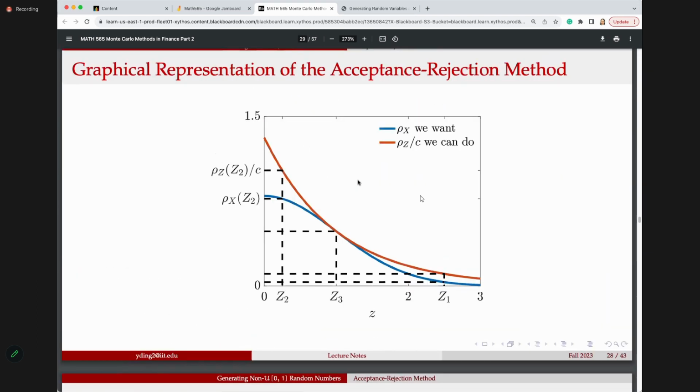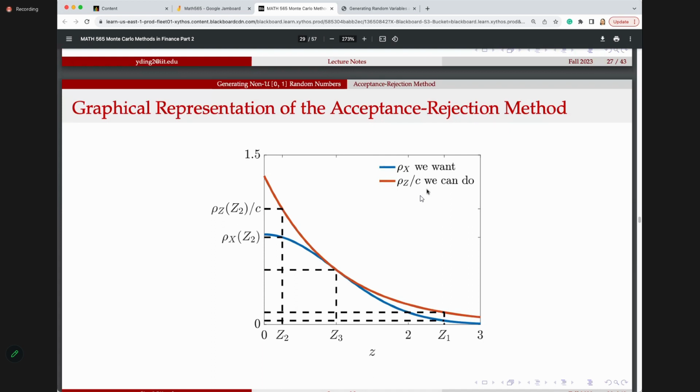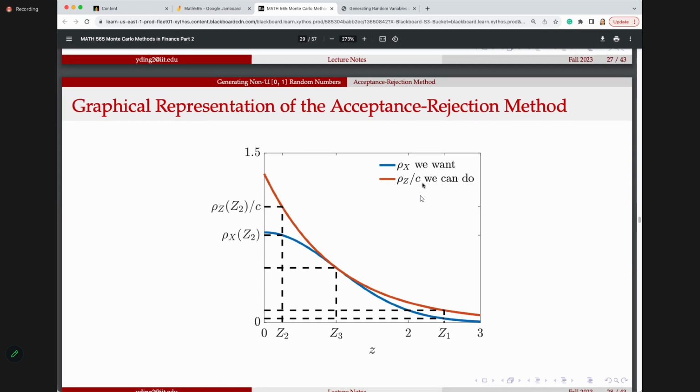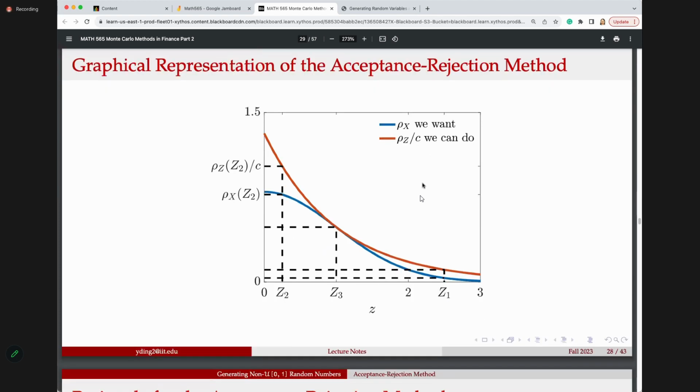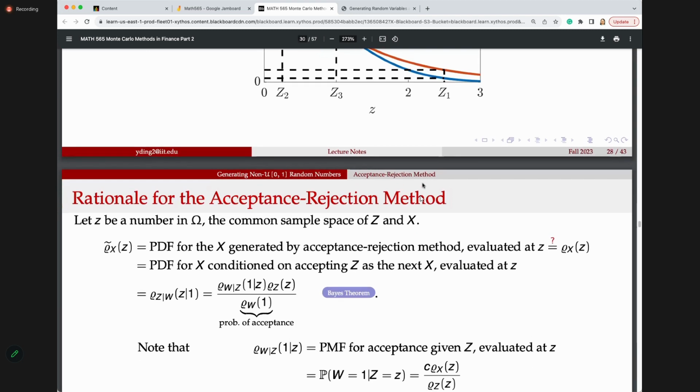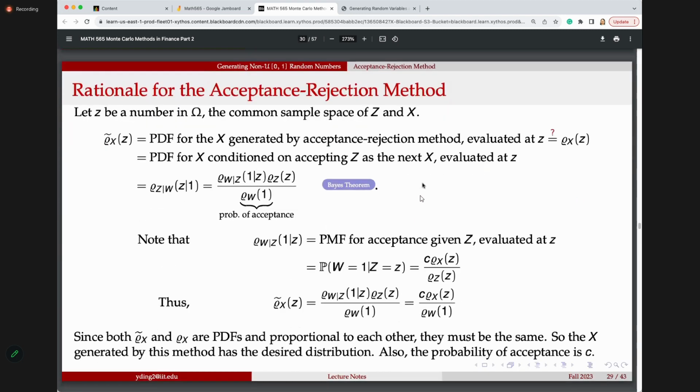Okay, so the key idea here is actually how to find this c. That's the most important part of the acceptance rejection method. Okay, then let's keep doing this.